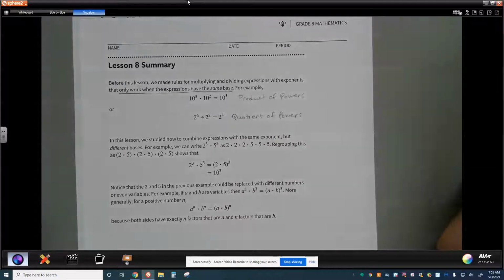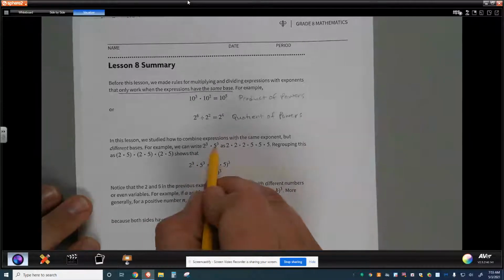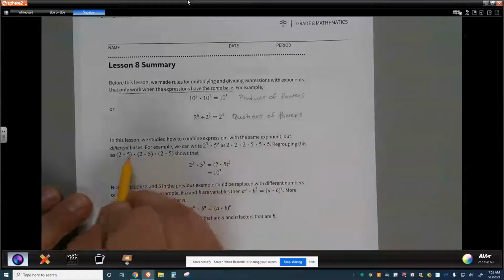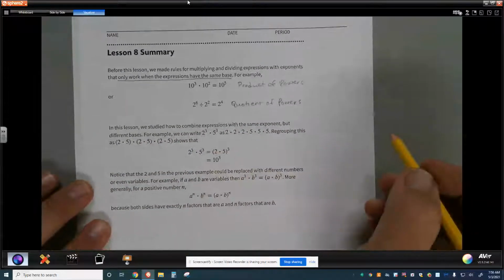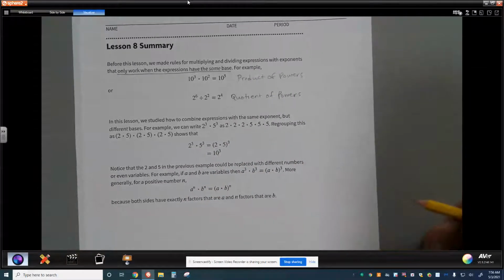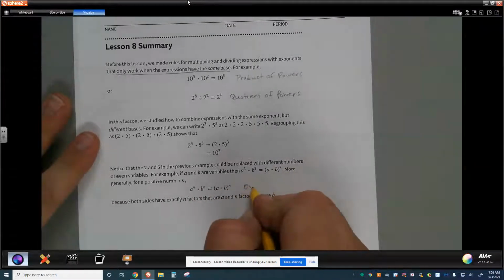In this lesson, we studied how to combine expressions with the same exponent but different bases. For example, we can see that 2 to the third power times 5 to the third power can be expanded out into each of their individual forms and then regrouped to 2 times 5 and 2 times 5 3 different times. And we see that grouping still extends to 10 to the third power. We noticed in the previous example that the 2 and the 5 could be replaced with any numbers or any variables, and we would follow that rule, and that's how we derive this rule right here for the exponent product rule.